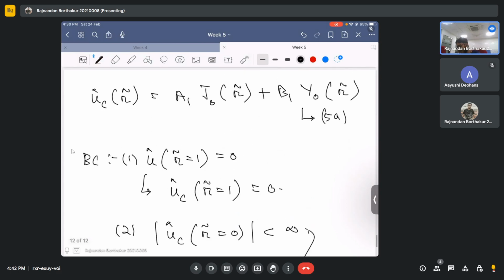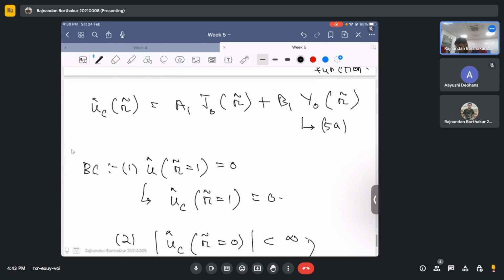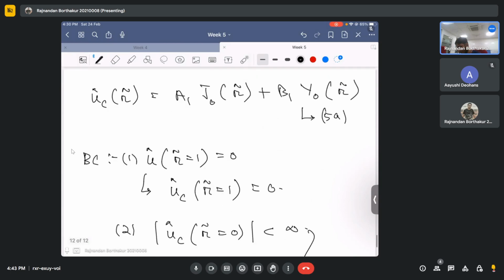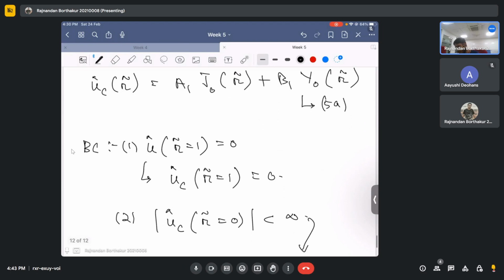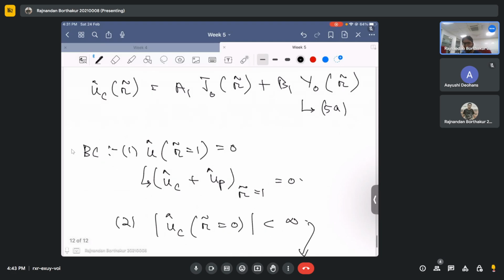Then the only task is to calculate this a1. So b1 is 0, but you cannot directly write this in terms of uc, because u hat is basically uc plus up, right? And this, when r tilde becomes equal to 1, is 0. So we will use this boundary condition afterwards, because there is a summation of these two terms here. I forgot that. Sorry for that.